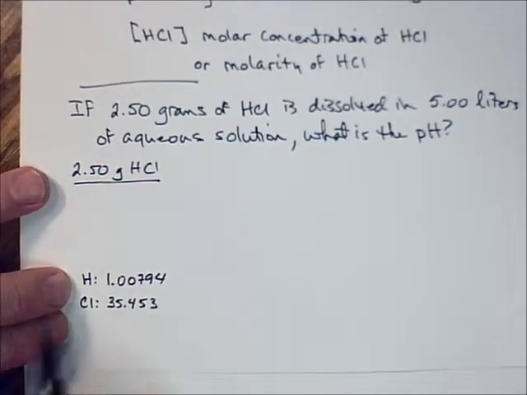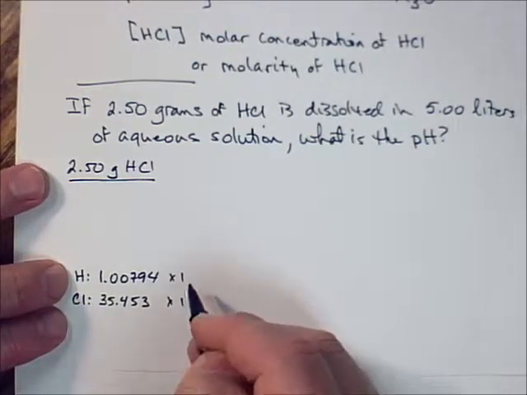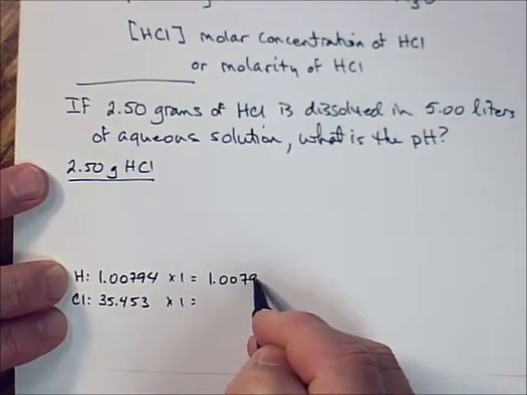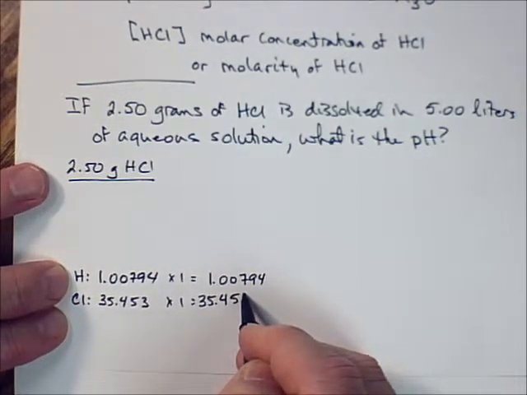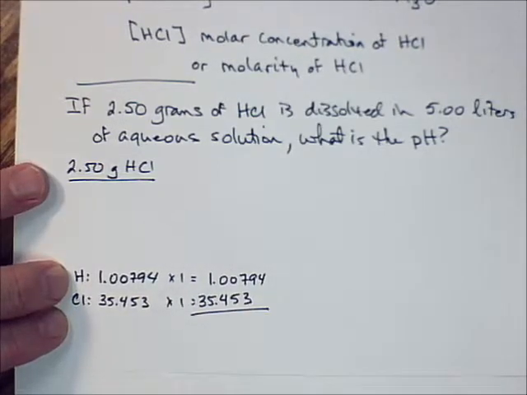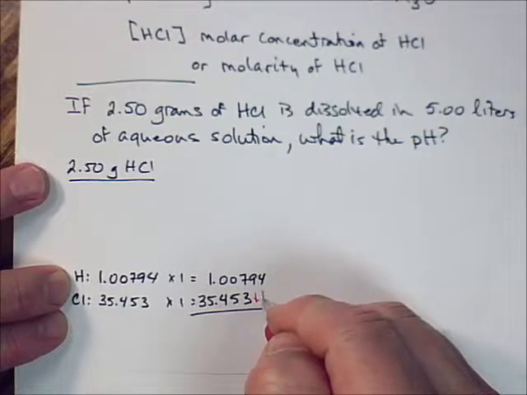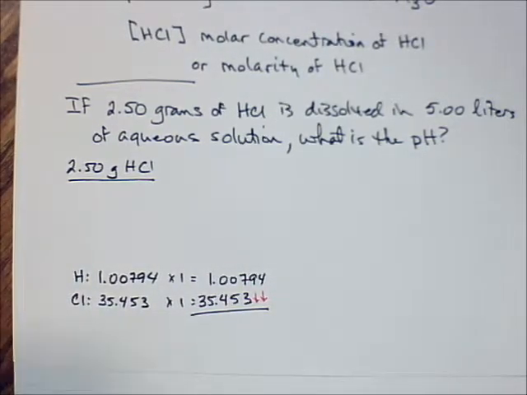These are the atomic masses of hydrogen and chlorine. There's only one hydrogen in the formula and one chlorine in the formula. Molar mass is by definition the sum of all the atomic masses of all the atoms in a formula. And so what we're going to do now is add up the sum.